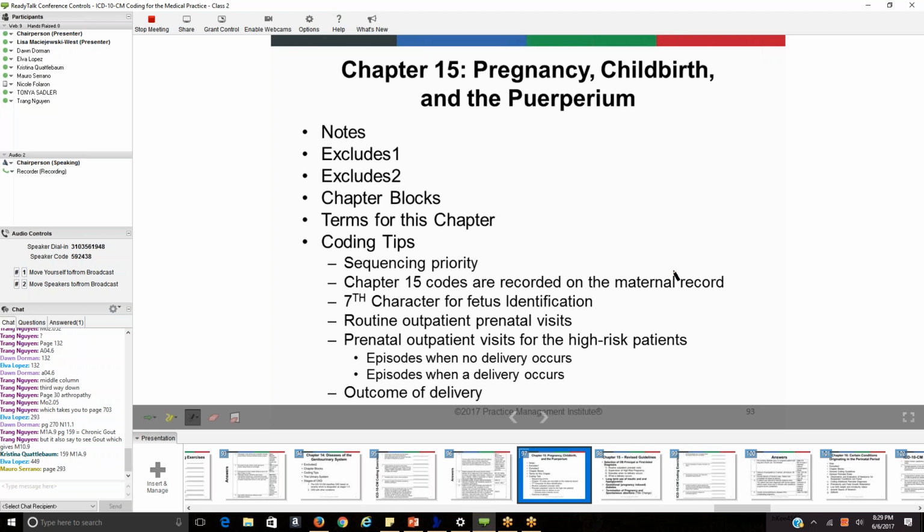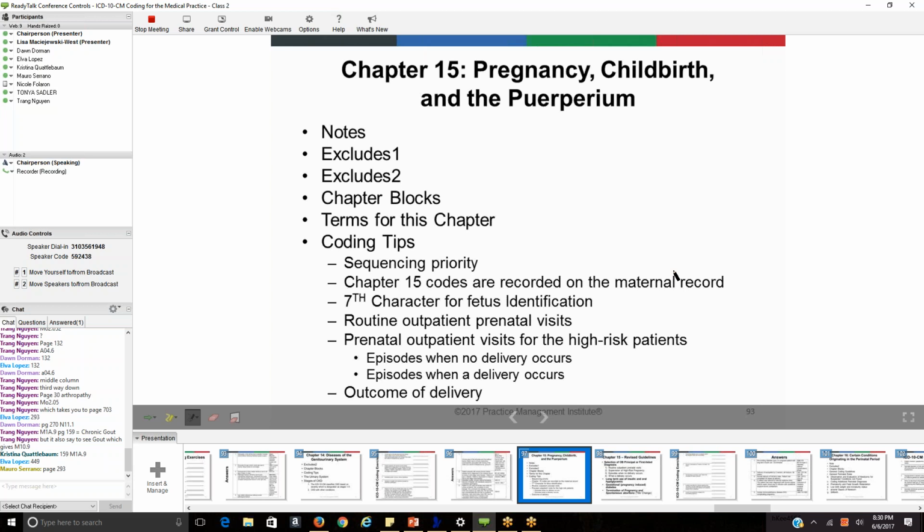But sequencing priority in Chapter 15 is very important. So if you would go and look under the coding tips, page 84, obstetric cases: if a patient has a condition and that condition is due to the pregnancy, then it is always coded from this chapter and not the chapter of the condition.